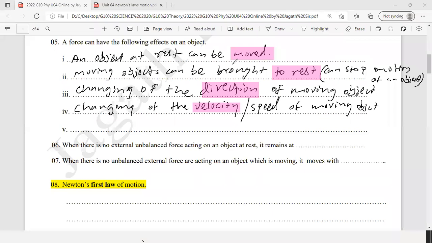Yes? Sir, we can change the shape of an object. Very good, excellent. Yes, you can change the shape of an object. Example, a sponge or maybe clay. You apply a force and change its shape. Anything else we can do?